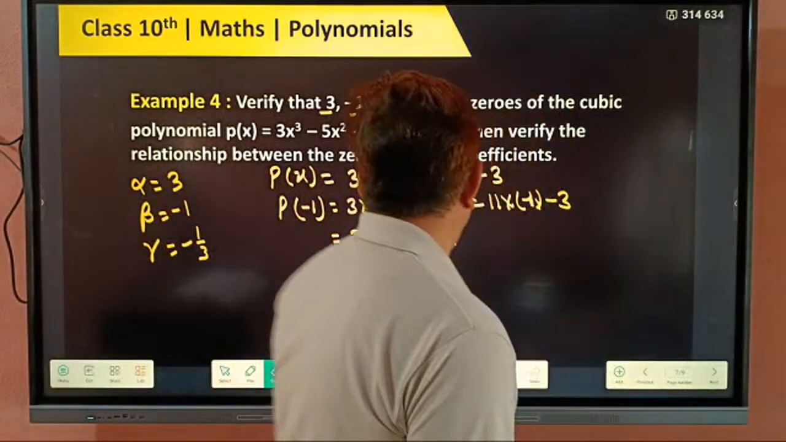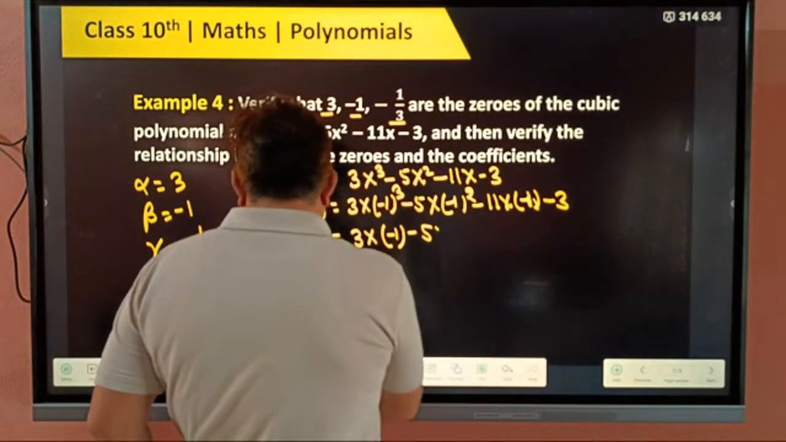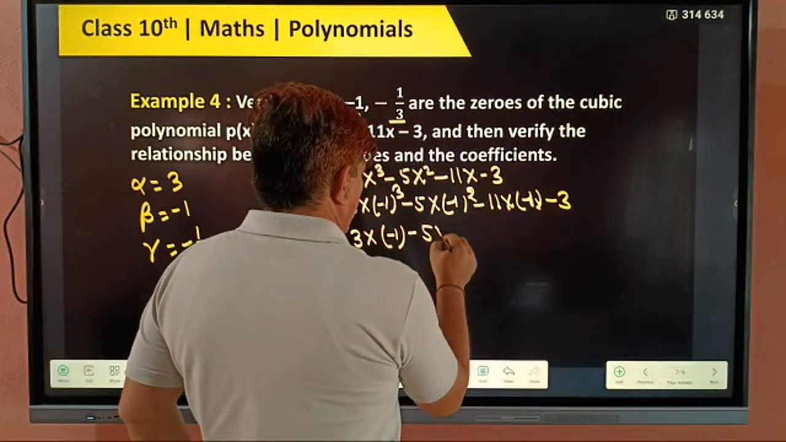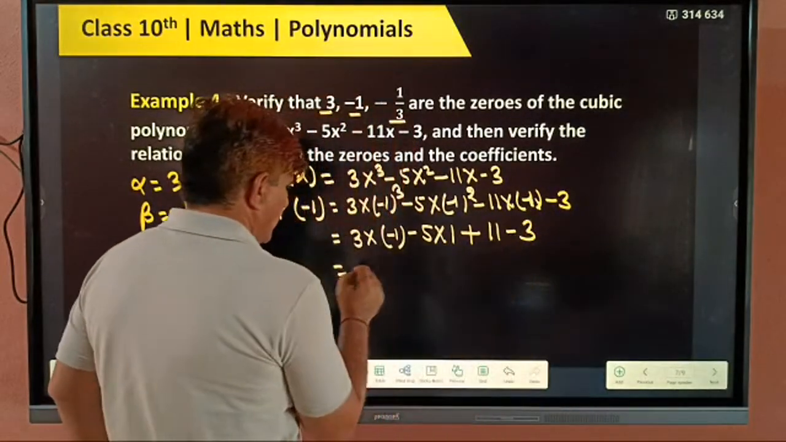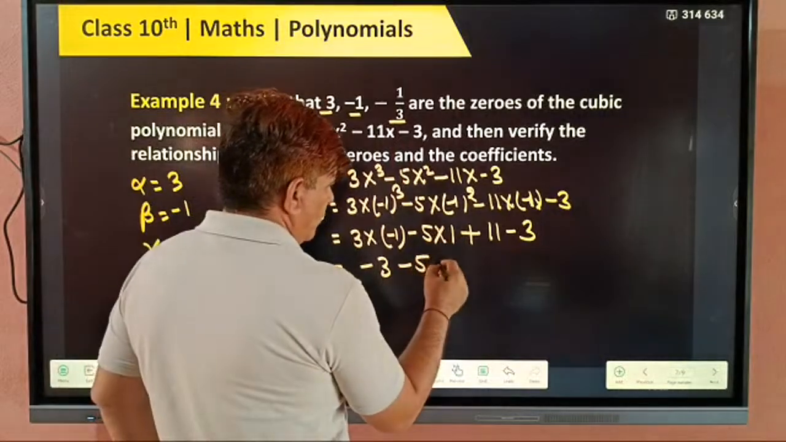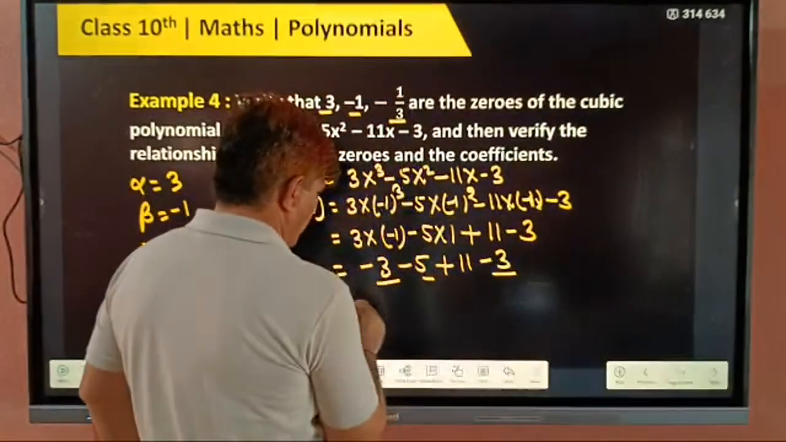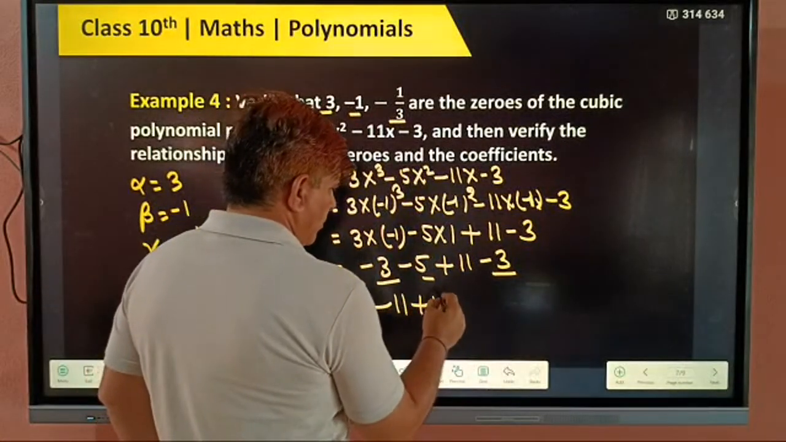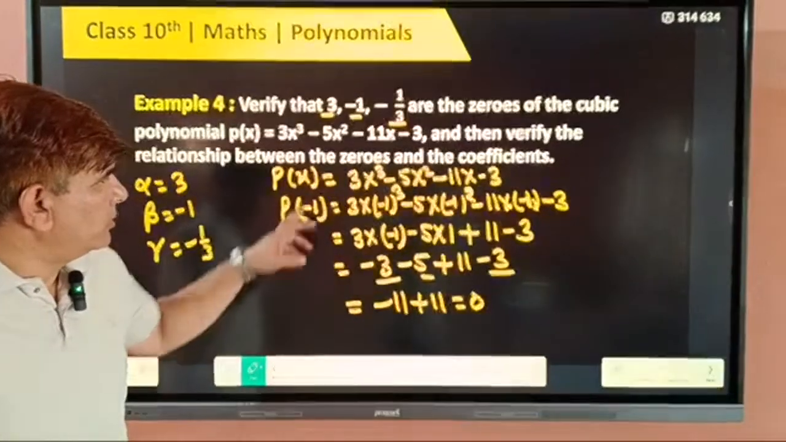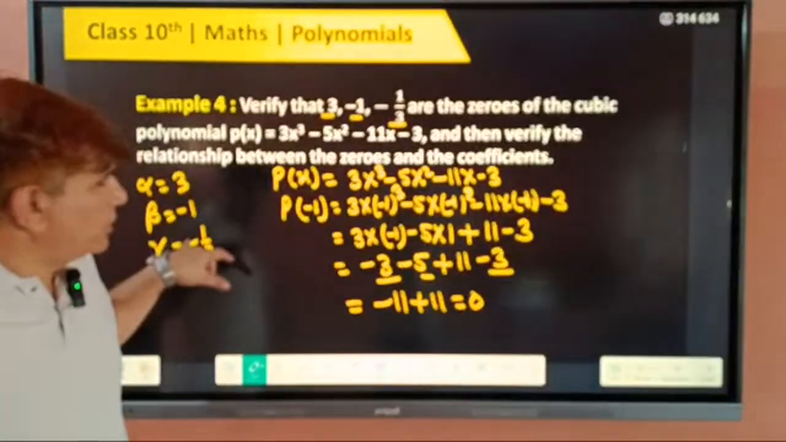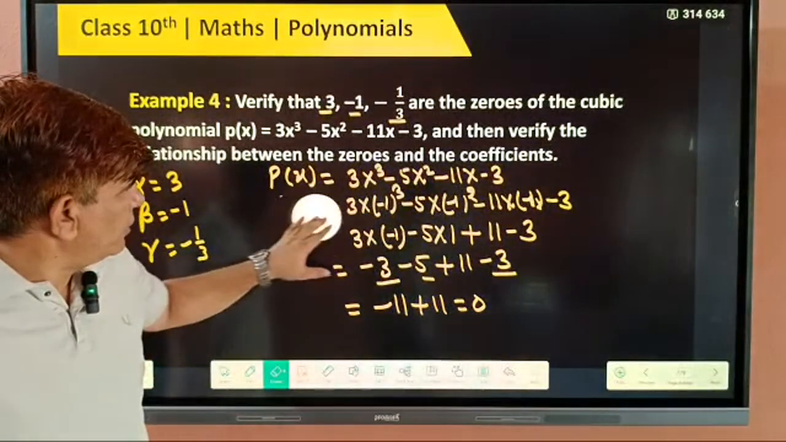So this is minus minus plus, minus minus plus. 11 minus 3 minus 3 minus 5 plus 11 minus 3 minus 3 minus 5. How much? Minus 11 plus 0. Got it? So this also means it's zero. Similarly you can find this also. If I have to show, I can show it.